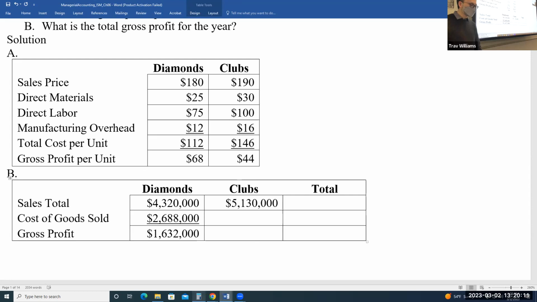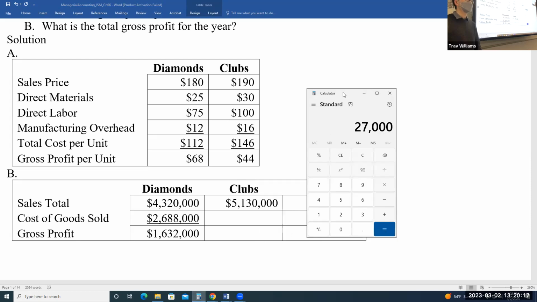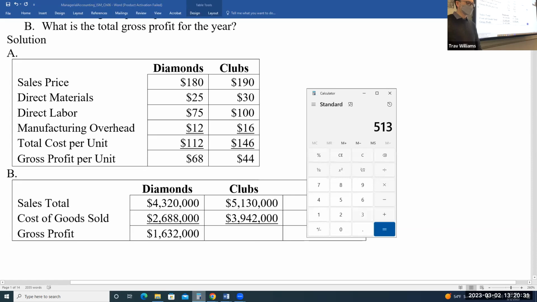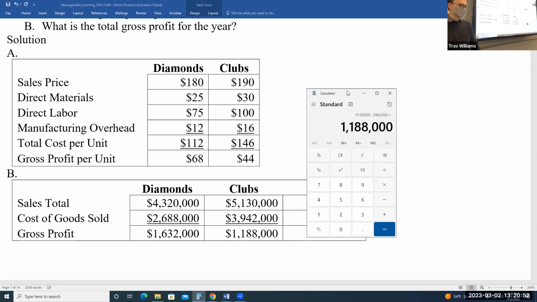Cost of goods sold, we multiply 27,000 units times what? 146. Total cost per unit. That gives us 3,942,000. And once again, we can subtract to get our gross profit, 1,188,000. Okay, and what about this column on the right, the total column? Yep, we're just going to add horizontally. That's exactly right.